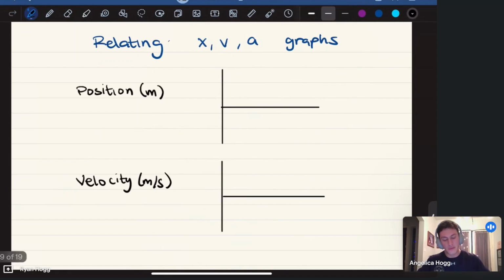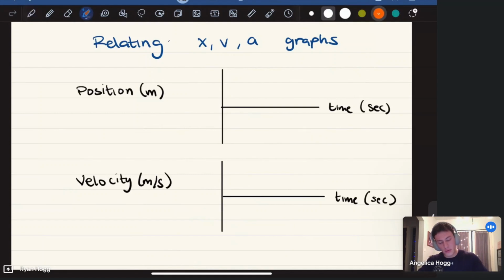So now that I have our graphs made, we have time on our x-axis, in seconds, and time on our x-axis for the velocity graph. For the y-axis, we have position in meters, and over here we have velocity, which is in meters per second. And I'm going to tell you how you can relate these two graphs together.